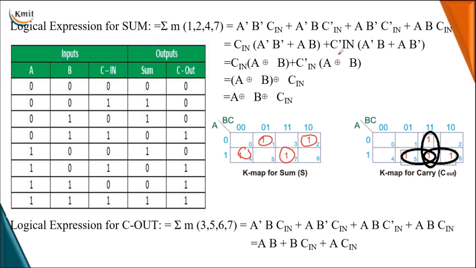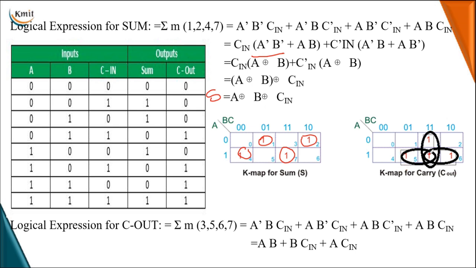So A bar B plus A B bar is written as A exclusive OR of B, and A bar B bar plus AB is equal to the complement of A exclusive OR of B. Hence, we can obtain A exclusive OR of B exclusive OR of Cin as the output function of the summation. So the summation of the full adder is equal to A exclusive OR of B exclusive OR of Cin.